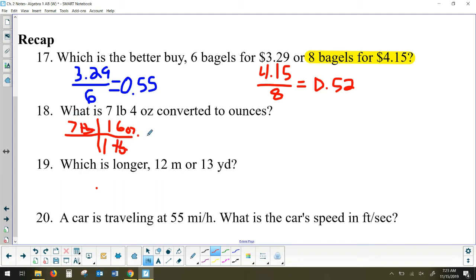Pounds cancel, we're left with ounces. 7 times 16 is 112. So we had this 7 pounds and 4 ounces. Now we have 112 ounces and 4 ounces. So we can't ignore this 4 ounces. We have to keep it. We have to add it. We had 7 pounds. 7 pounds is 112 ounces. And we had 4 more. So we have to add them, leaving us with a total of 116 ounces.